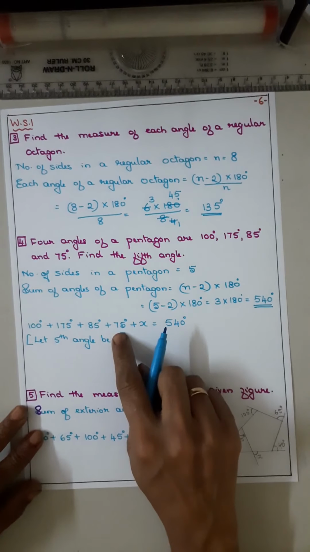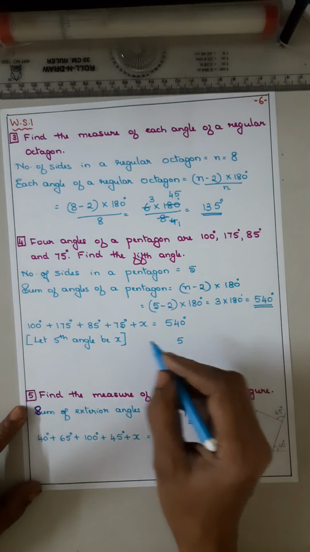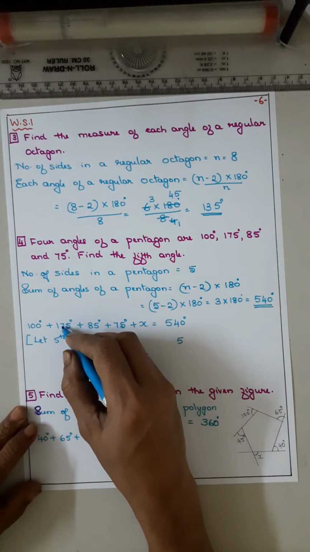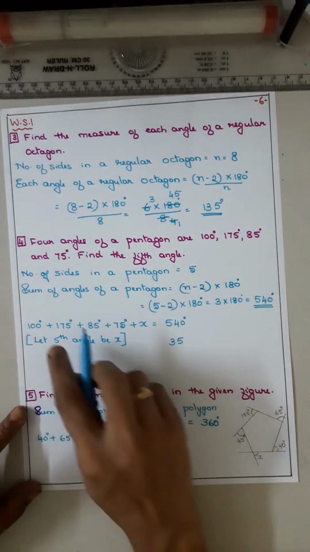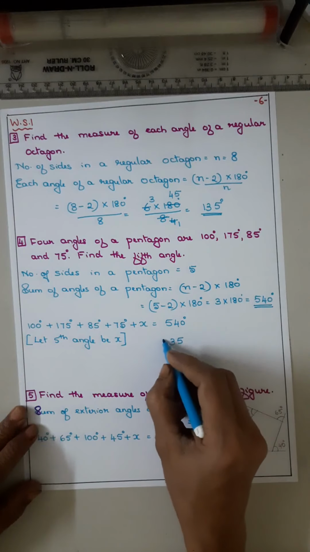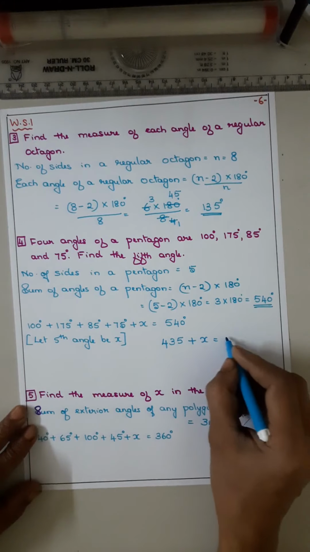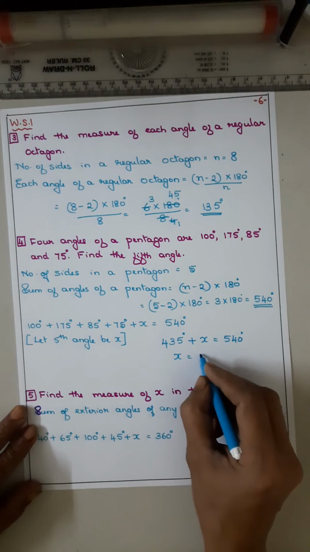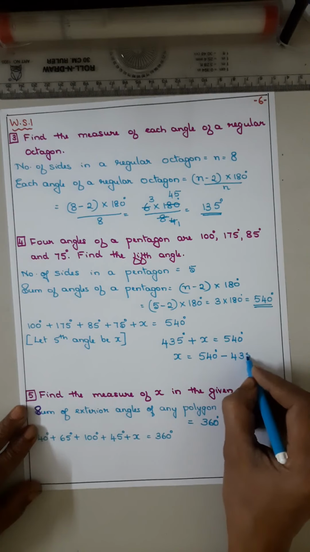Now you add these: 5, 5, 5. It is 15. 1 in hand. 1 plus 7, 8. 8 plus 8, 16. 16 plus 7, it is 23. 2, 4, 3, 4. So you got 435 plus x is equal to 540 degrees. So x is equal to 540 degrees minus 435 degrees.